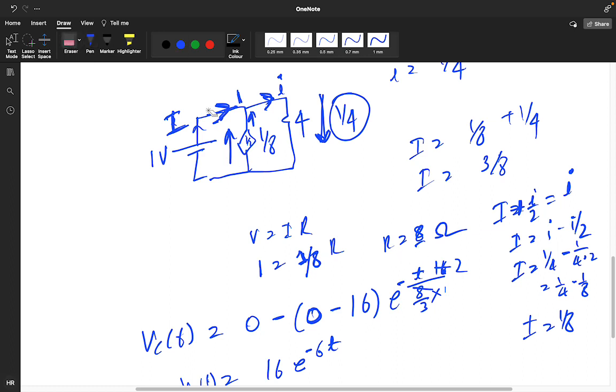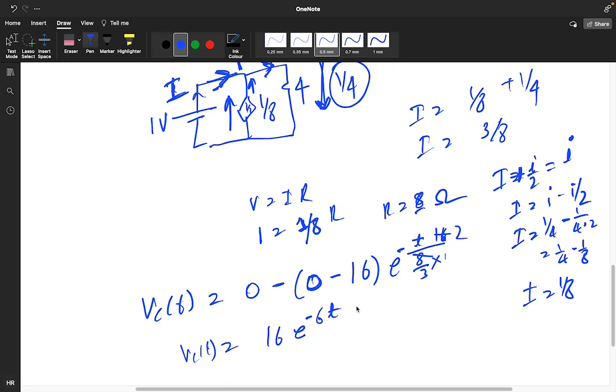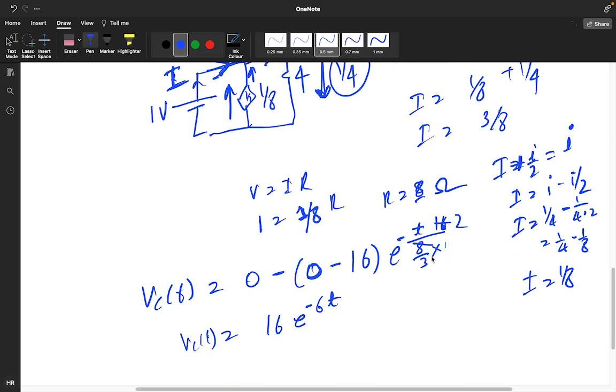Prasanna, understood? Yes. So R will be an 8 ohm resistor. So it will come 2. So e power minus 2t. VC of t we got as 16 e power minus 2t.